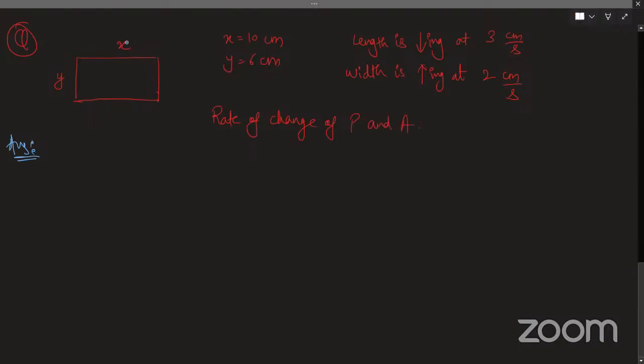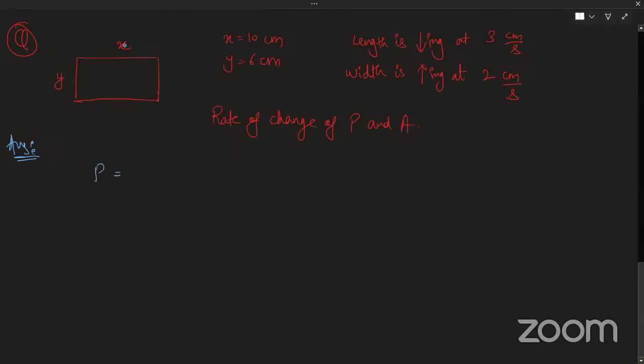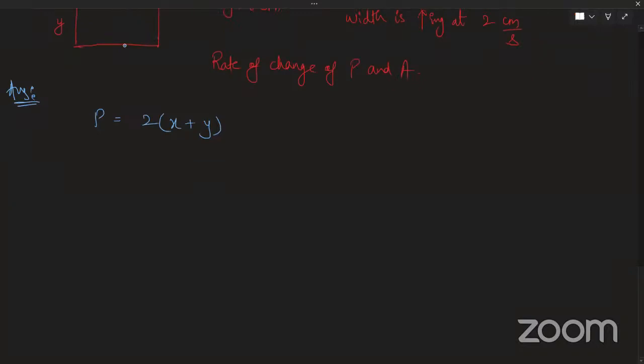Fine. So let us go for perimeter first. Can you tell me what is the perimeter? It is 2 into x plus y, right? We did it yesterday. If I differentiate this thing with respect to t, can you tell me what will be the right hand side? What will be the right hand side? It will be dx by dt plus dy by dt, right? Yes, sir. Right?